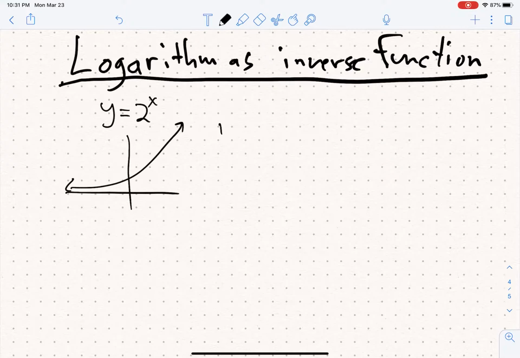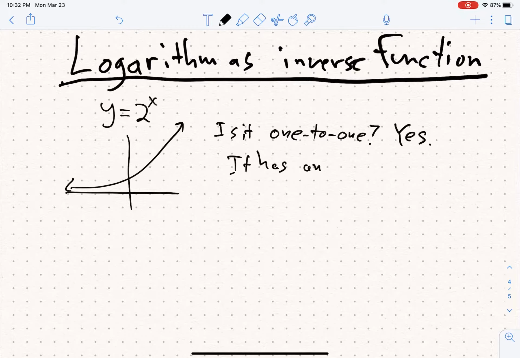We know that that thing looks like this. We can ask, is it 1 to 1? 1 to 1, you might remember, means that for every y, there is only one associated x. That is to say, it passes the horizontal line test. And this graph does, so the answer is yes, it's 1 to 1. Now, what does it mean if it's 1 to 1? It means it has an inverse function.